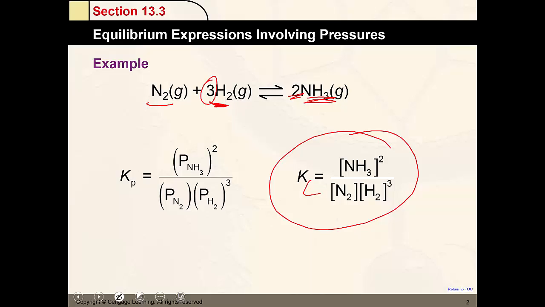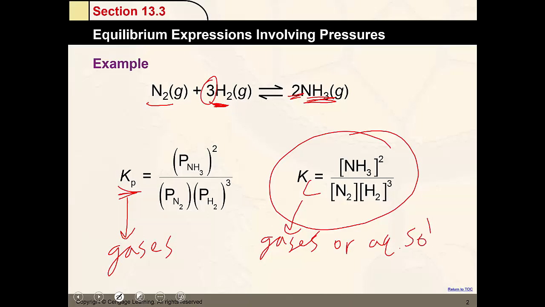of gases. And normally for expressions written with Kp, since we're talking about pressure, normally these will be for reactions involving gases. And then for Kc, it'll either be concentrations of gases or of solutions, or of aqueous solutions. Okay, so you should be able to write for any reaction the equilibrium expression, whether it be Kc or Kp.